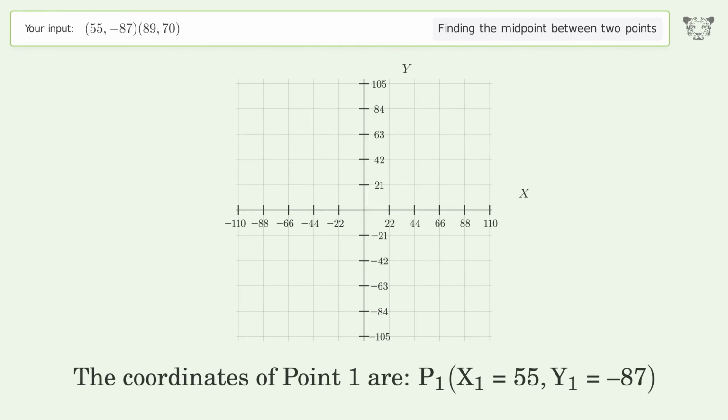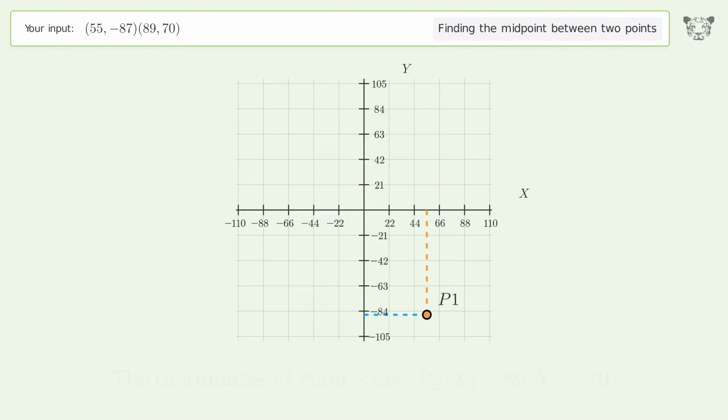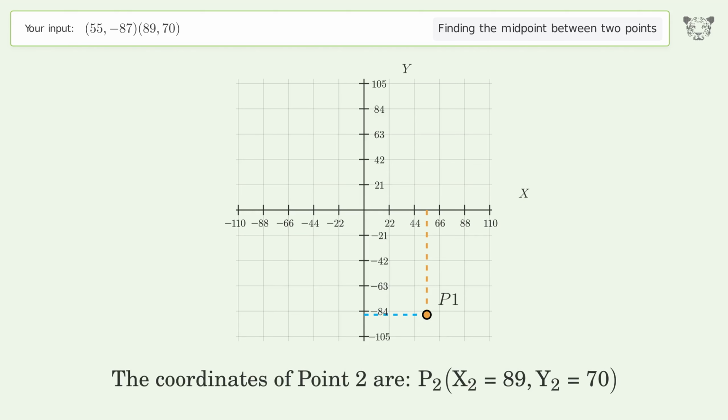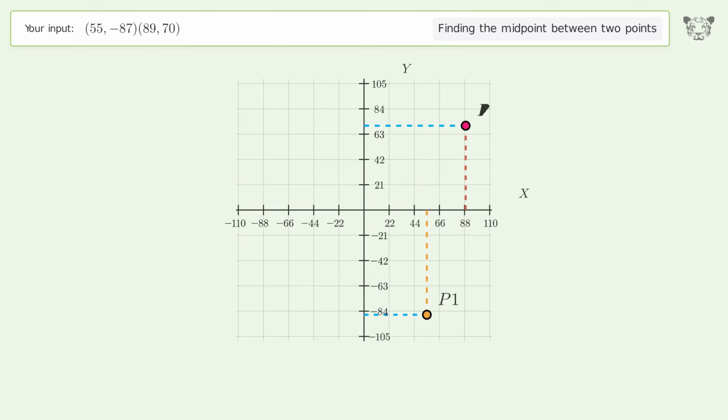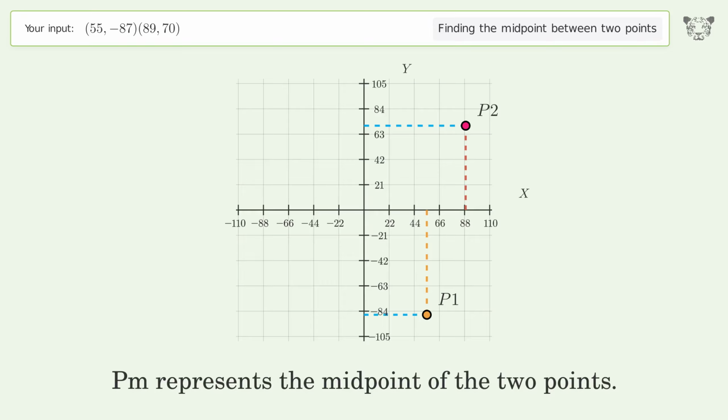The coordinates of point 1 are, x1 equals 55, y1 equals -87. The coordinates of point 2 are, x2 equals 89, y2 equals 70. PM represents the midpoint of the 2 points.